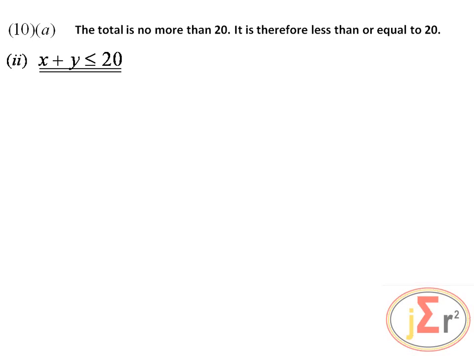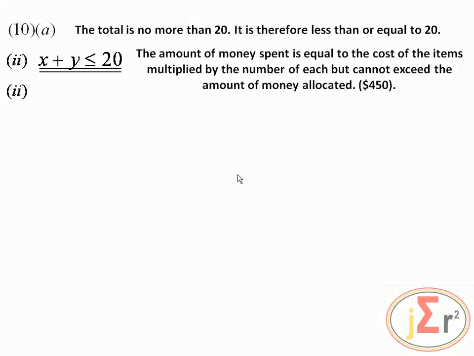The ingredients for each small pizza cost $15 and for each large pizza cost $30. The manager plans to spend no more than $450. So what do you know? The amount of money spent is equal to the cost of the items multiplied by the number of each, but cannot be in excess of $450.